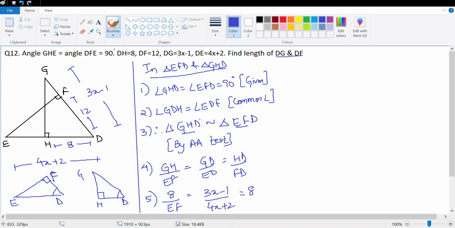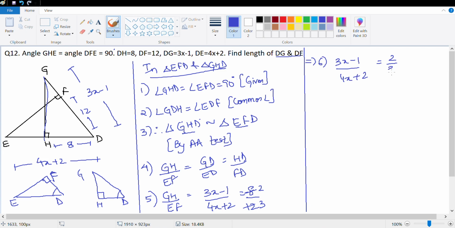Oh, my mistake. GH is not given. I was looking at GH is not 8. This is GH, this length. Nothing is given here. Okay, upon FD, and FD is given equal to 12. So this is 4 into 2, 4 into 3. So the ratio is 2 upon 3. So this gives me 3x minus 1 upon 4x plus 2 is equal to 2 upon 3.